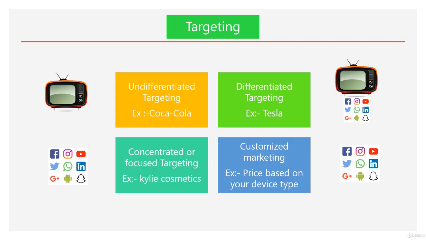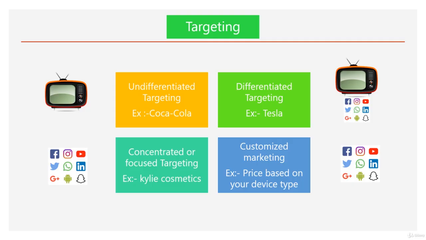Undifferentiated targeting is something which is targeted by a company to everyone. For example, a product like Coca-Cola. No matter if you are a 5-year-old kid or a 70-80-year-old grandfather, or anyone with any interest in any age demographic, you have some interest in consuming soda or a cold drink or a Coca-Cola. No matter what your age group, interest area, or food preferences are, and no matter which demographic or geographic dimension you belong to, everybody needs Coca-Cola. So this is undifferentiated marketing.